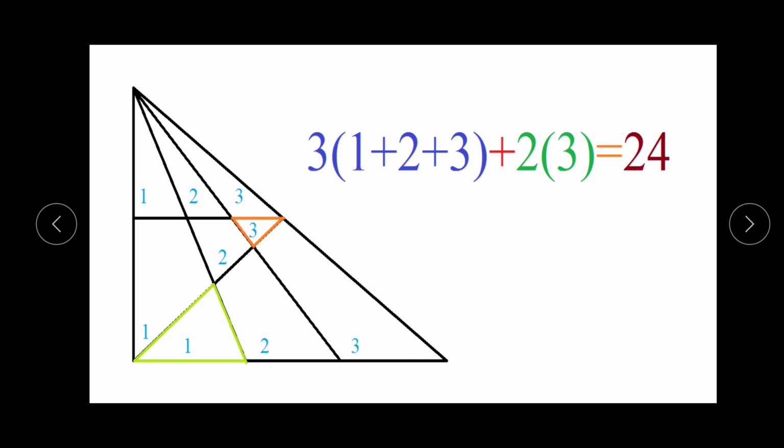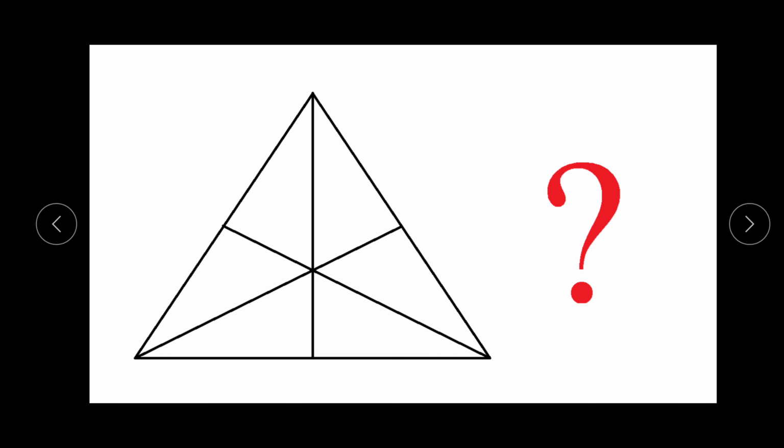So how many triangles are there? We can see clearly 1, 2, 3, 1, 2, 3, 1, 2, 3. 3 multiplied by 3 plus 2 plus 1, and then 2 of 3. It means first, second, third. First, second and third. 2 of 3. Then add, it is equal to 24 triangles. How many triangles are there in this figure?